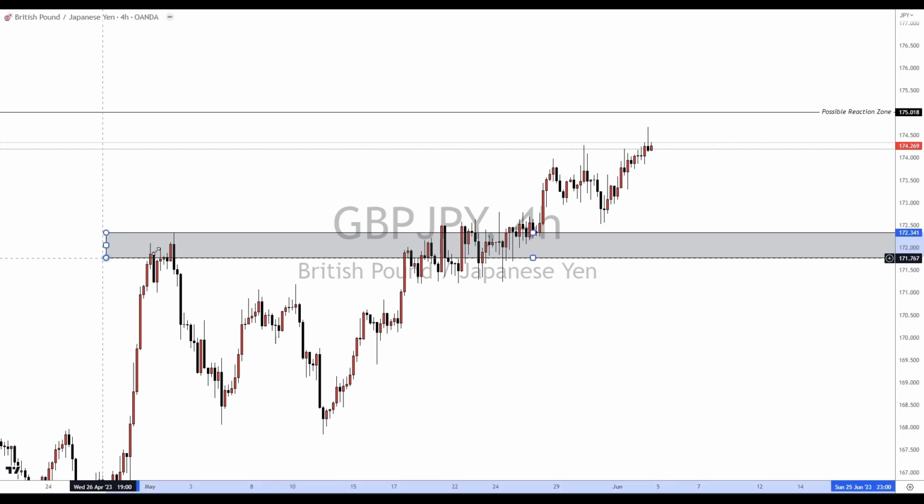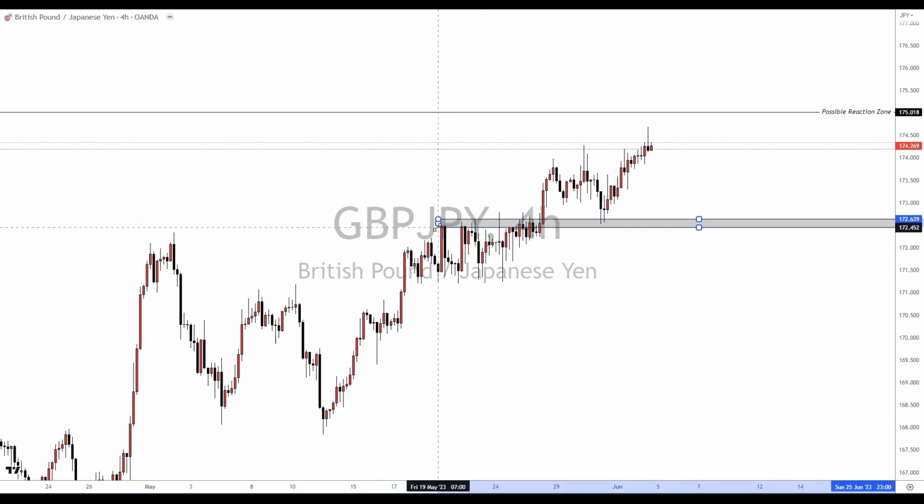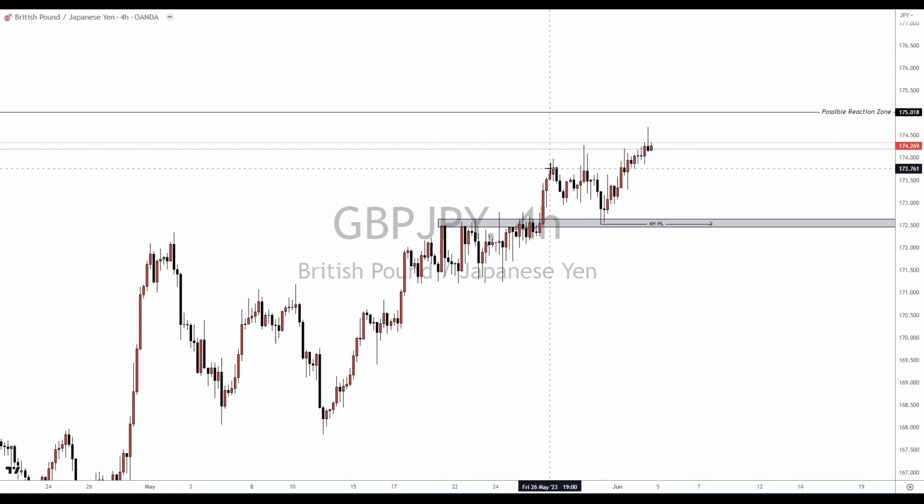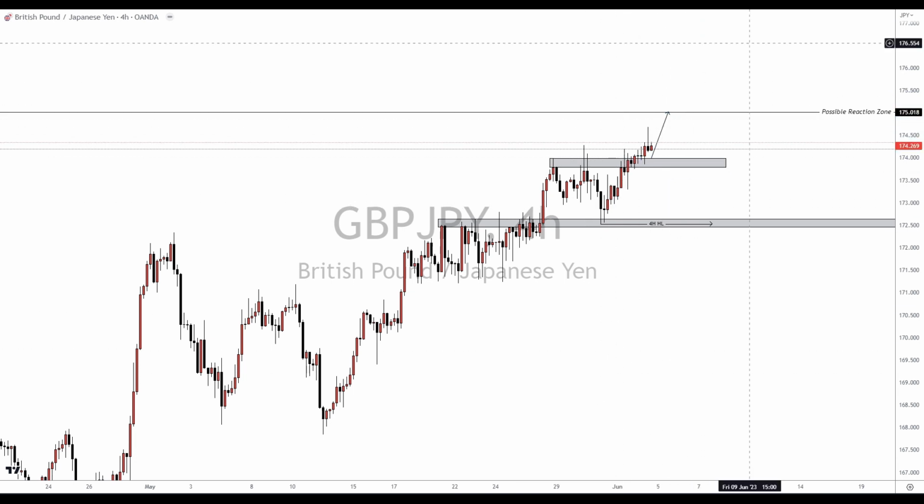I'm going to drop down to 4H, and you're going to see that we have recently broken above the recent high and created a new high and low. From there, we broke above our recent resistance and also rejected it. So there's a huge possibility that you're going to see continued buys or continued bullish movement.